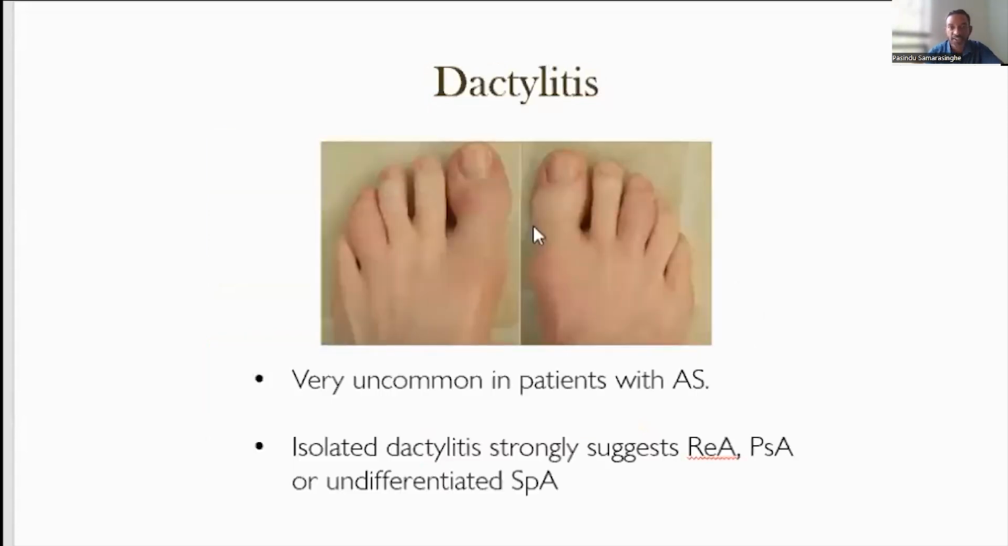And then dactylitis is involvement of the whole finger. In ankylosing spondylitis, it's uncommon. So if you see an isolated dactylitis, this strongly suggests reactive arthritis, psoriatic arthritis, or an undifferentiated spondyloarthritis. So the whole digit is involved, either the finger or the toes. Rather than the joints themselves, you have the whole finger swollen. So dactylitis is also a feature of spondyloarthritis.